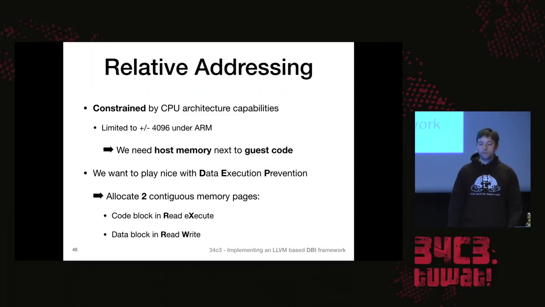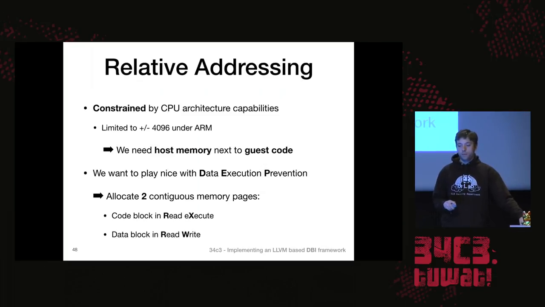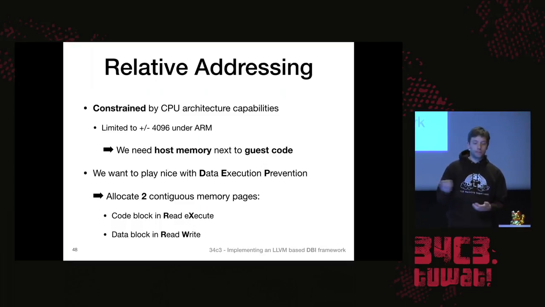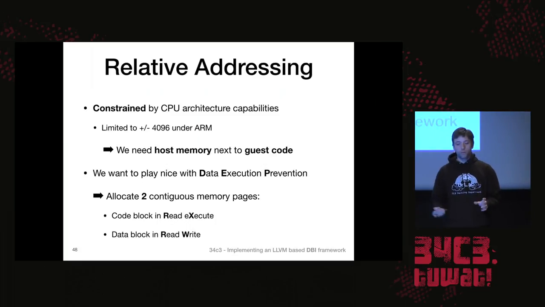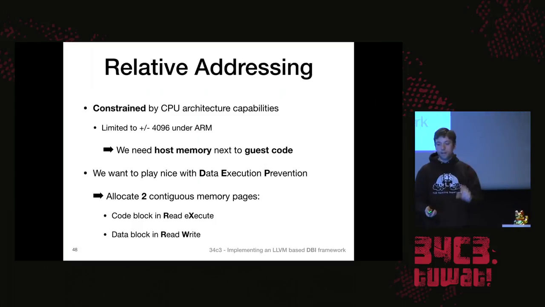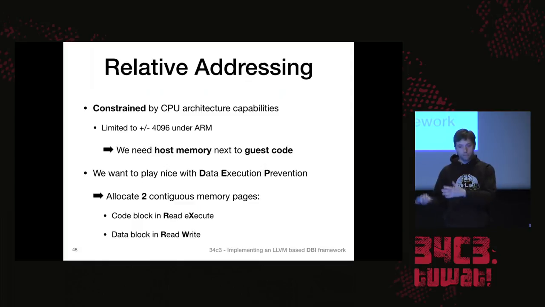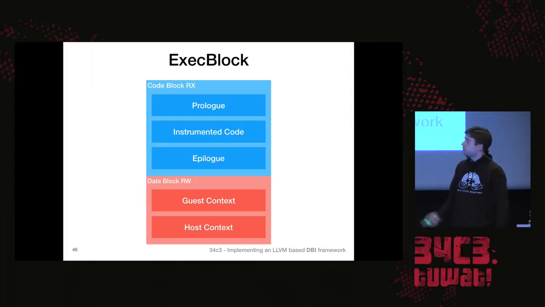The other problem is that we want to play nice with data execution prevention. So we could put data next to the guest, it's simple, because we're generating that code. However, we cannot have a memory page that would be read, write, execute, because on some operating systems this is not allowed. So what we're doing basically is allocating two contiguous memory pages. One of them is read, execute, the other is read, write, and this way we can satisfy all those conditions. So it looks like this.